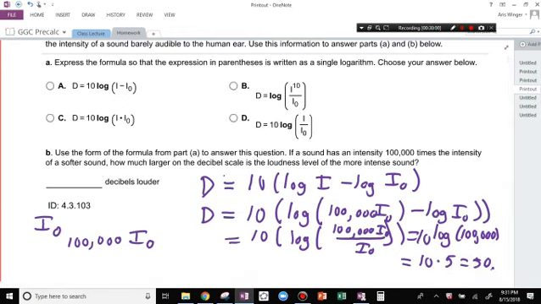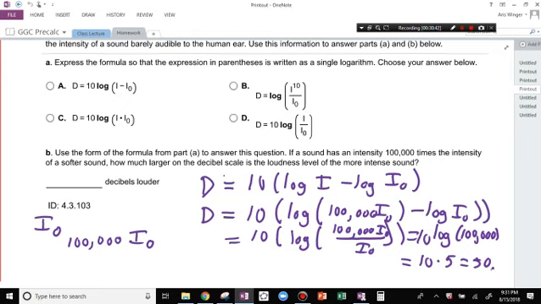Is it 5 or is it 50? The sound has intensity of 100,000 times the intensity of a soft sound. How much larger on the decibel scale is it? It's 50 more than 0. So it's 50. The softer sound would be 0 decibels, and this one is 50. The short version is that this is how the log is helpful. It makes larger numbers more palatable.